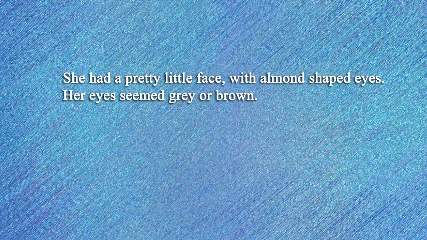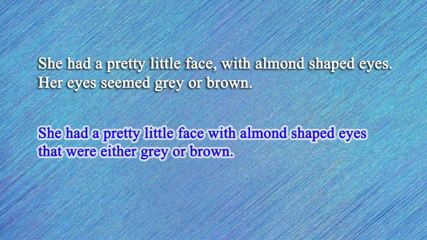Another thing you may need to look for when line editing your novels is excessive telling. A lot of times as authors, we tend to describe things using more than one sentence when it can be done in just one. And here's an example where an author used several sentences to describe the eyes of a character. She had a pretty little face with almond-shaped eyes. Her eyes seemed gray or brown. Here, in my opinion, is a better way to describe this. She had a pretty little face with almond eyes that were either gray or brown.